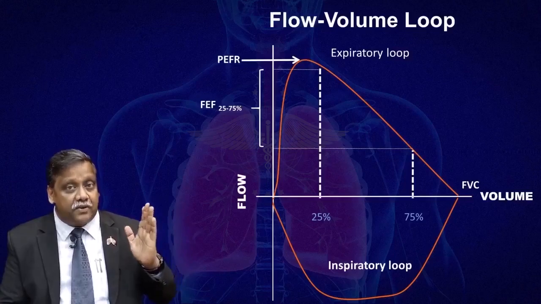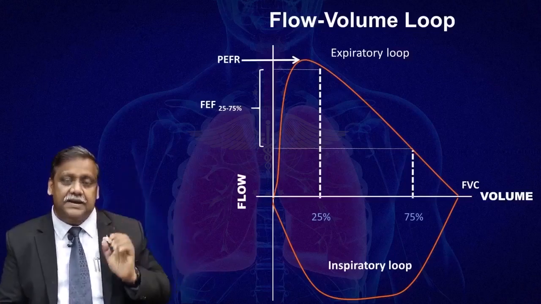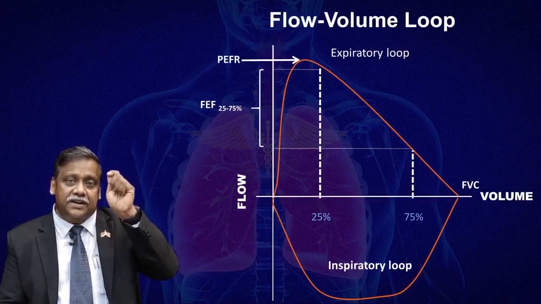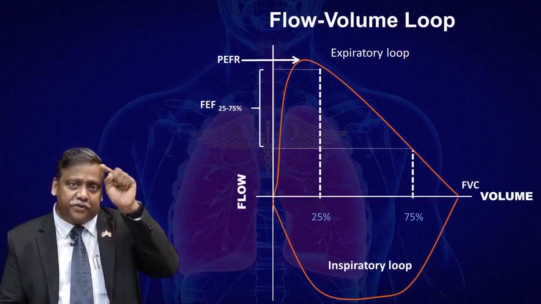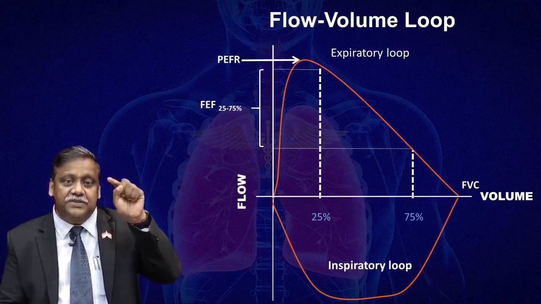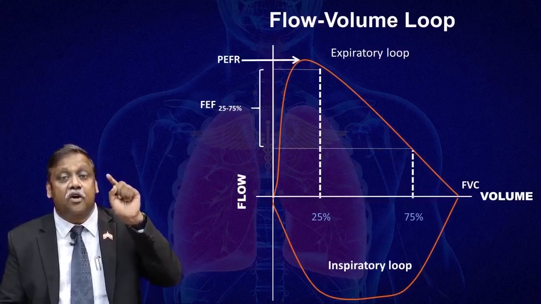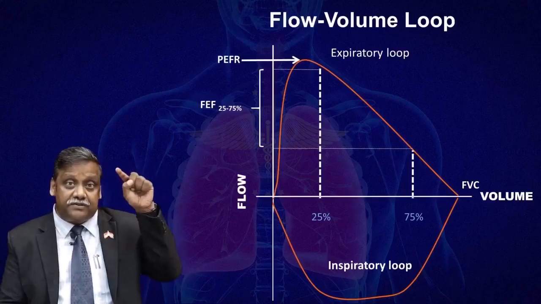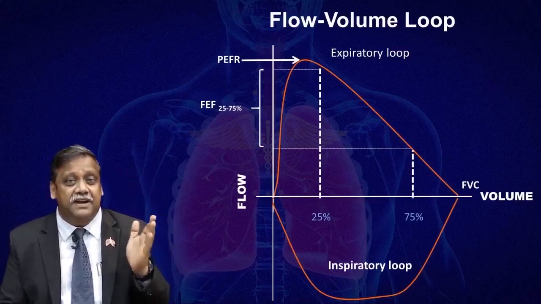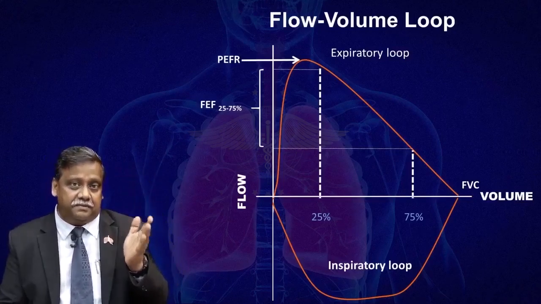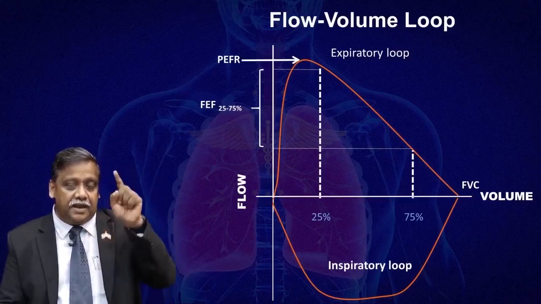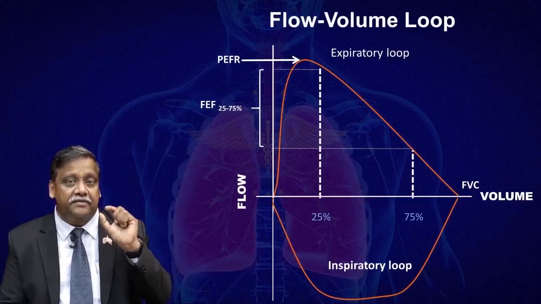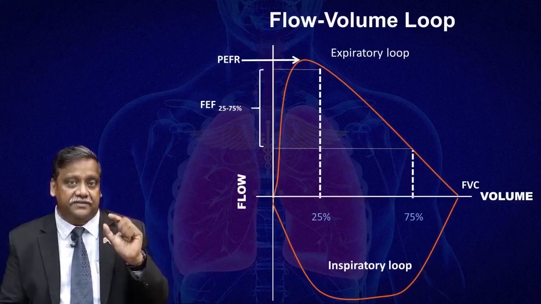Okay. Now if you look at the flow axis, the maximum flow that you reach during the expiratory portion of the curve, that top portion right on the top, is what you call the PEFR, or peak expiratory flow rate. That's the peak flow that you have reached, and this is the same value that you get in a peak flow meter. On the y-axis, there is another parameter called FEF 25 to 75.